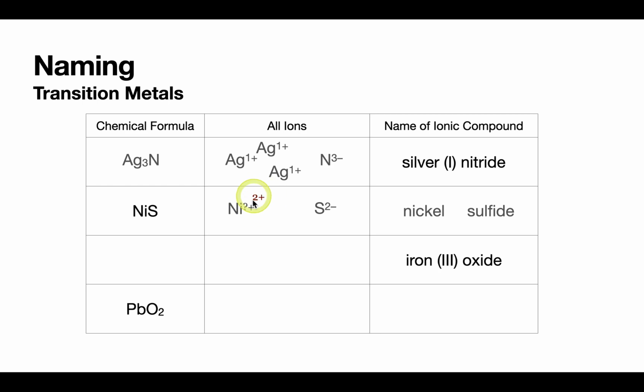And to do that, I need a 2+ on the nickel, so that 1 2+ on nickel is equal to 1 2- on sulfur. So the Roman numeral here is 2. It's 2 for the charge. It's not 2 because there are 2 nickels. So a common mistake is to think that 2 stands for how many there are, and that's not what it's for. The 2 just stands for the charge.